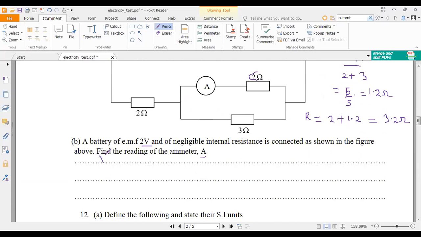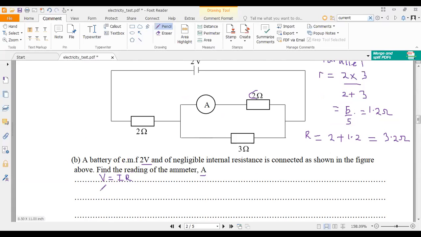So for current, we shall use the formula V is given by I multiplied by R. We've already found R. V is the voltage, which is 2 volts. So 2 is equivalent to I that we are looking for, multiplied by R, which we've got as 3.2 ohms. So finally, if you divide, you have I as being equivalent to 2 out of 3.2 amperes, and this is actually equivalent to 0.625. If you press the calculator, this is 0.625 amperes.